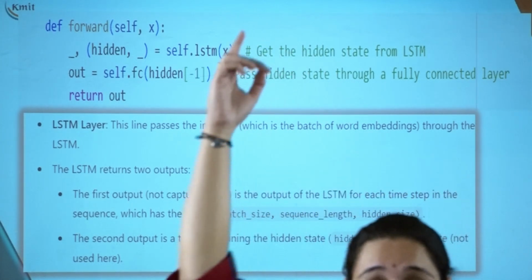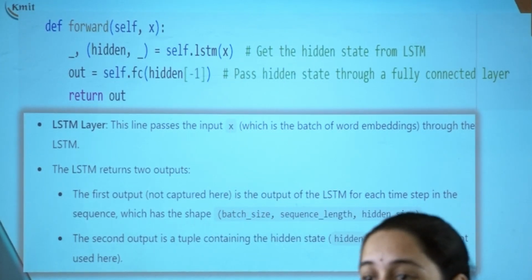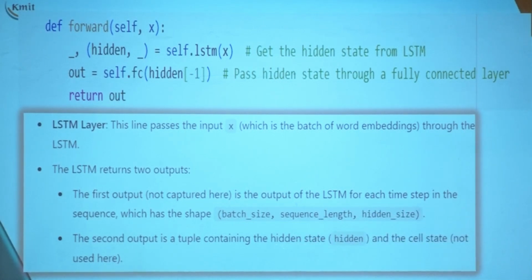Again, for this you have to go back to the architecture. I told you there are two states of LSTM. One is the hidden state, another is the cell state. So the first underscore, not captured, is the output of LSTM for every time step in the sequence, which we are not capturing. The second output is actually a tuple which has a hidden state and a cell state. Cell state anyway we are not using here, so again an underscore there. What is our major requirement? The final hidden state that we are getting. So be very specific.